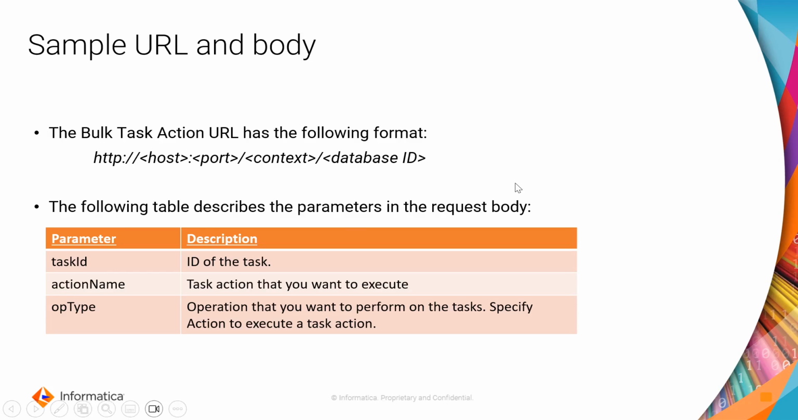We use URL in this format where we need to provide correct host and port and the database ID. There are three mandatory parameters that we need to pass. First is task ID. Second is action name. We can approve the task, reject or escalate it. Third is operation type. We need to provide operation type as action.